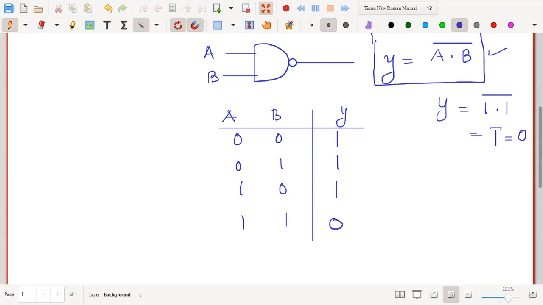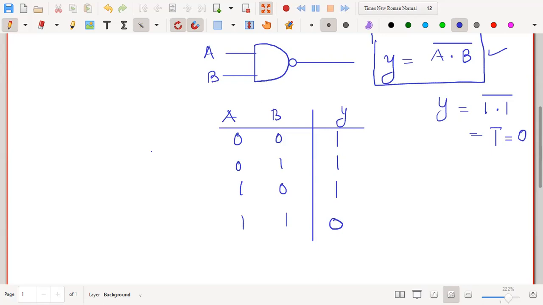All right, in AND gate, when any one of the input is 0, or when both are 0, you would get a 0 output. But here it is the reverse of that. When any one or both the input are 0, you will get a high output. When both the input are high, then you will get a 0 output, a low output. Okay, so I hope this section is clear to you.